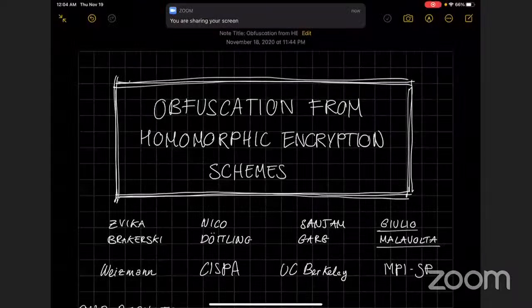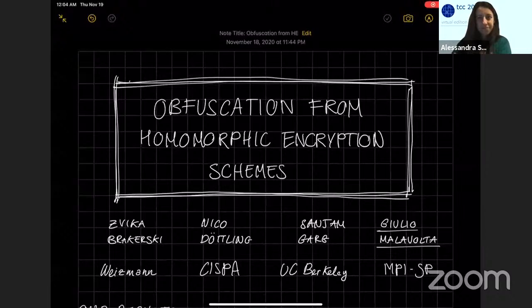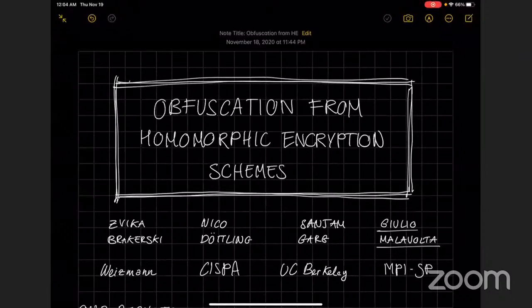Okay, I think I am sharing my screen. I hope you can all see that. If it looks weird, it's because it's a scrolling thing, so don't be worried. So today I'm going to start this session, and I'm going to talk about obfuscation from homomorphic encryption schemes. This is really meant to be a unique talk between me, Romain, and Daniel. So we're going to really try to not repeat the same thing twice.